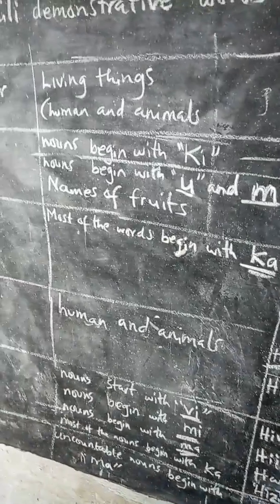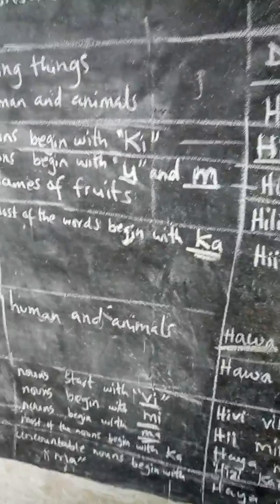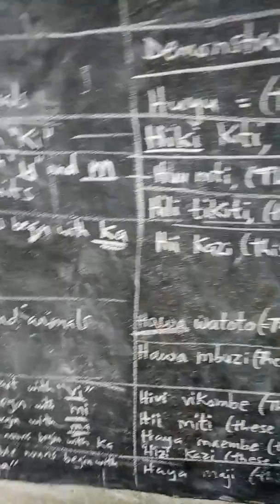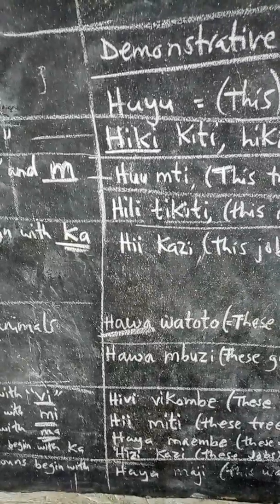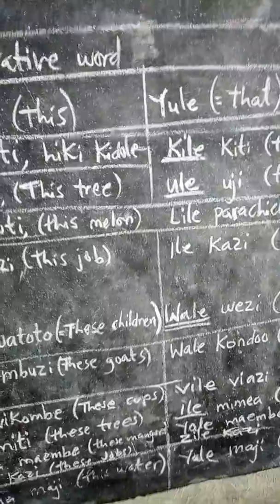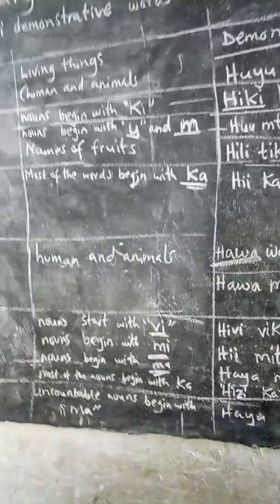Okay, now we have another group, where most of the nouns begin with ka, such as kazi. Hii kazi, this job. Ile kazi, that job. For the words, most of them begin with ka. Kazi ile, kazi hii. All right. This is how to make the singular and plural based on that word.